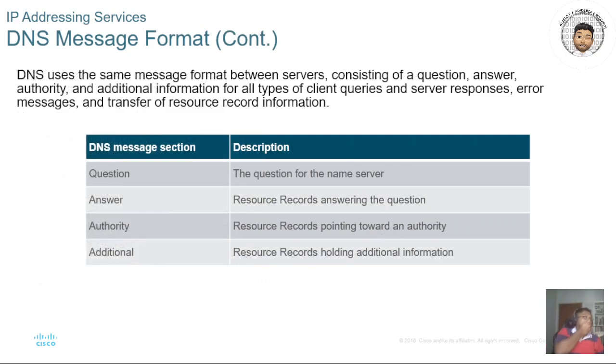So DNS uses the same message format between the server, consisting of question, answer, authority, and additional information, for all types of client queries and server responses, error messages, and the transfer of resource record information. So in the DNS message section, you have question, answer, authority, additional. All of this is part of the message sent as a query towards the DNS.